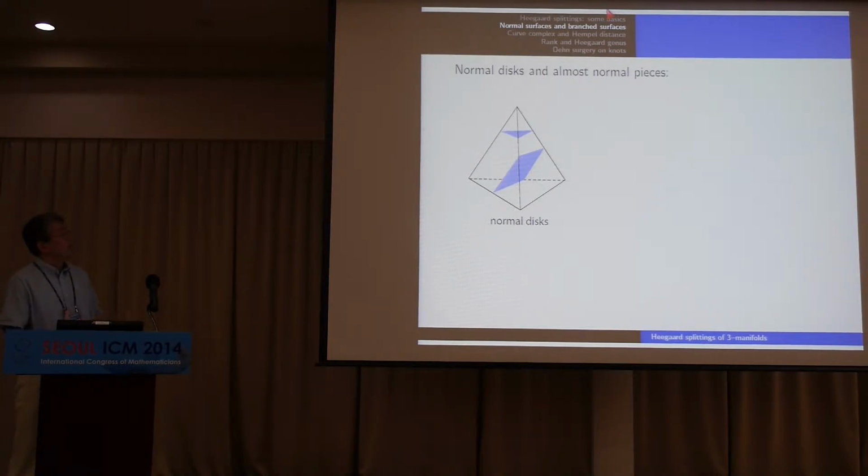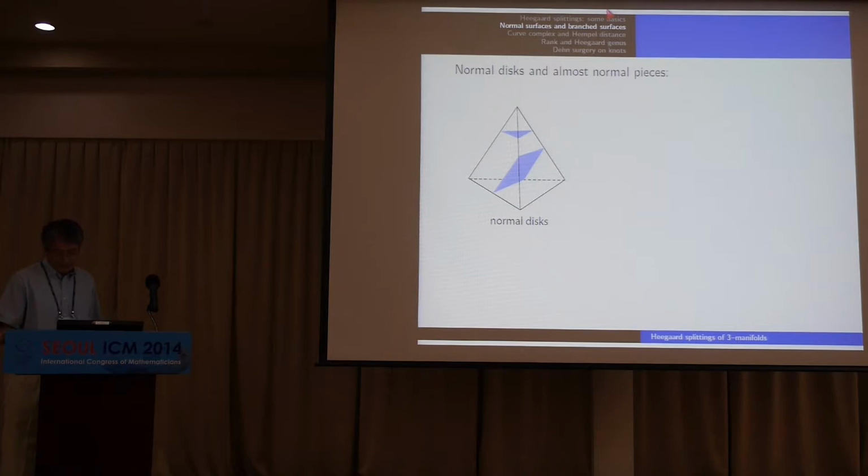If you have a triangulation, then in each tetrahedron there are a few types of discs, the normal discs. The first type is this type of triangle that cuts off the vertices. There are four types of triangles. The second type is this quadrilateral, which basically separates this edge from this edge, and there are three types of quadrilaterals. Those are called normal discs.